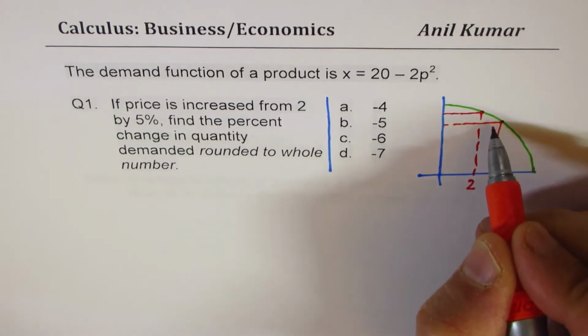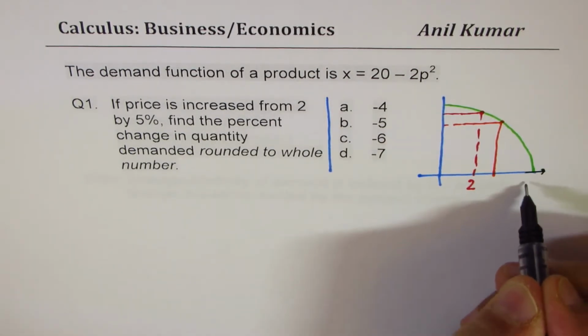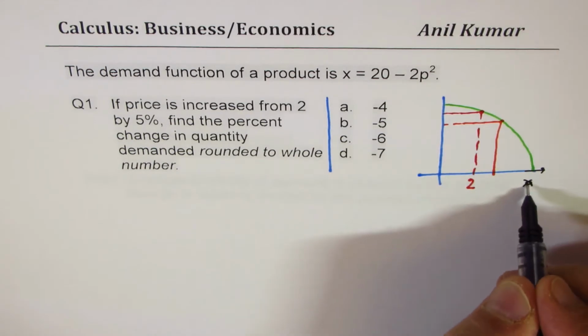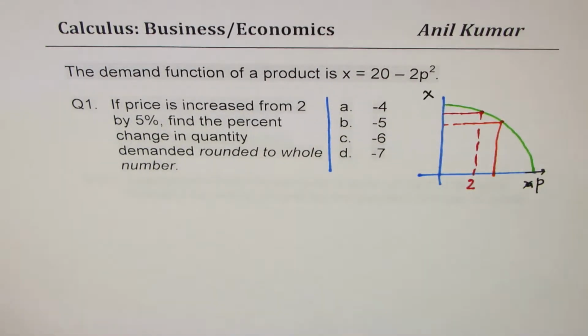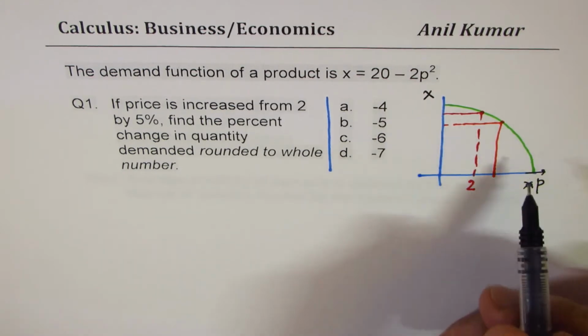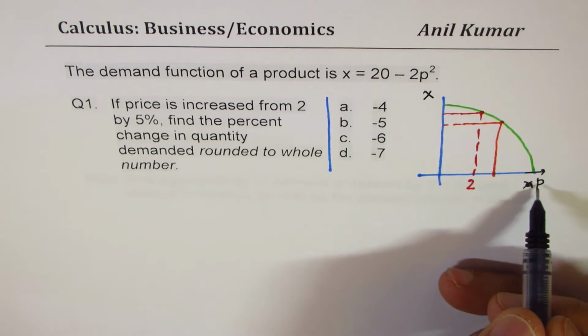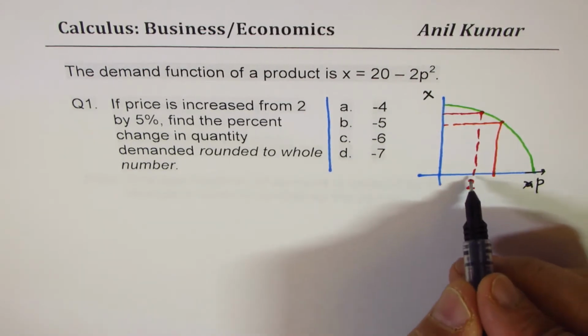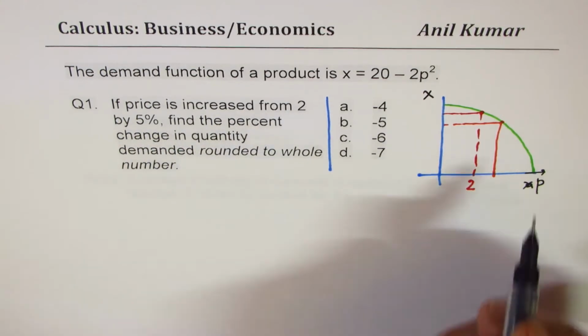Then the number of items sold will be lesser, correct? As you can see here, the number of items is represented on the x-axis, since this is the price here in this case. Normally we write x items here, but anyway, both are the same. So we are writing x as a function of price, so I'm writing price here on the x-axis. Price has increased by 5% from 2.